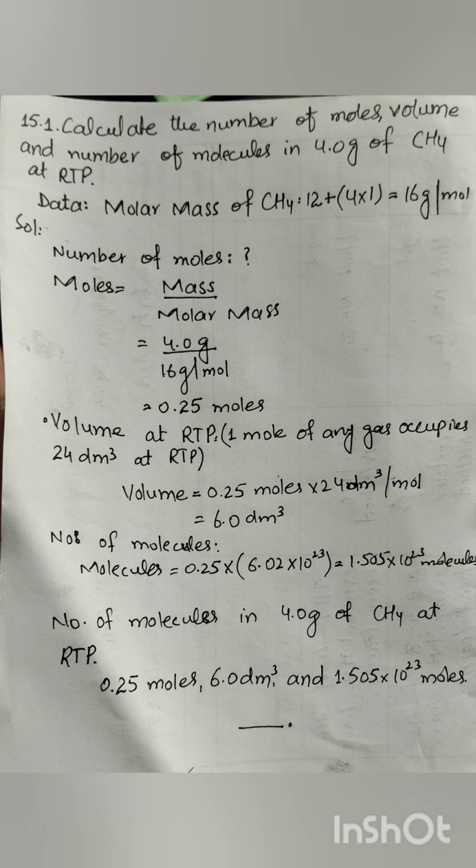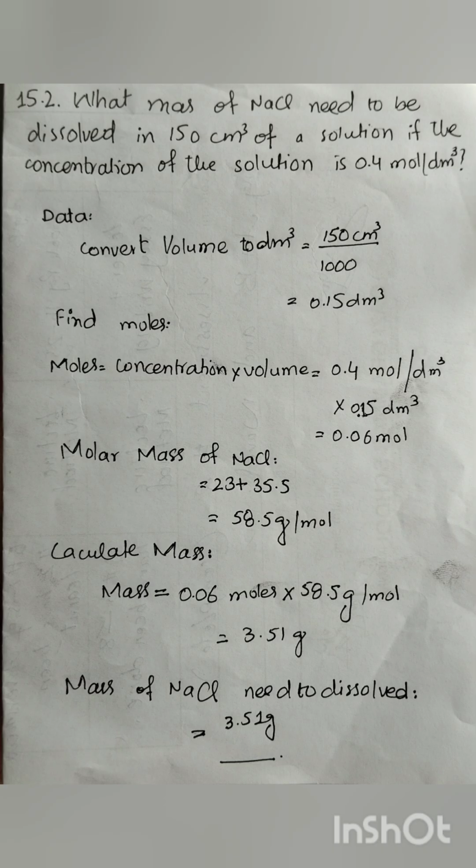By putting values, we will get an answer of 1.505 into 10 to the power 23 molecules. So by using all these three steps, we can easily find our moles, volume and number of molecules in 4 gram of CH4. Numerical number 2.